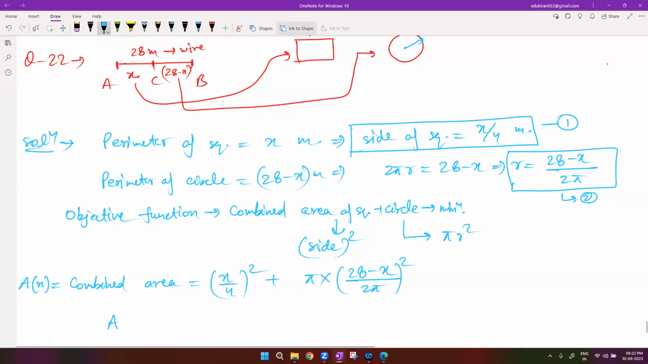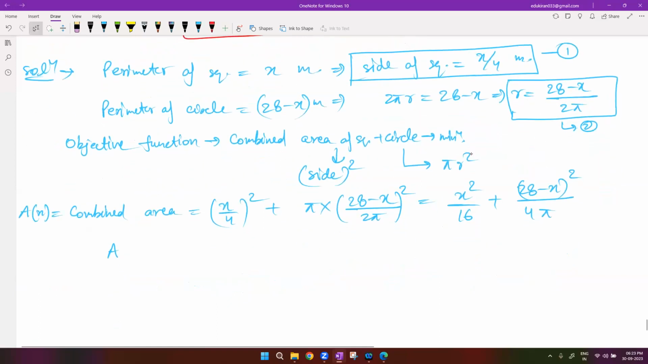Now we can easily find out the minimum and maximum value of it. Just solve this. This will be something along the lines of 28 minus x whole square. This will be 4, 5. So basically you have to minimize this. We do know how to minimize, right?